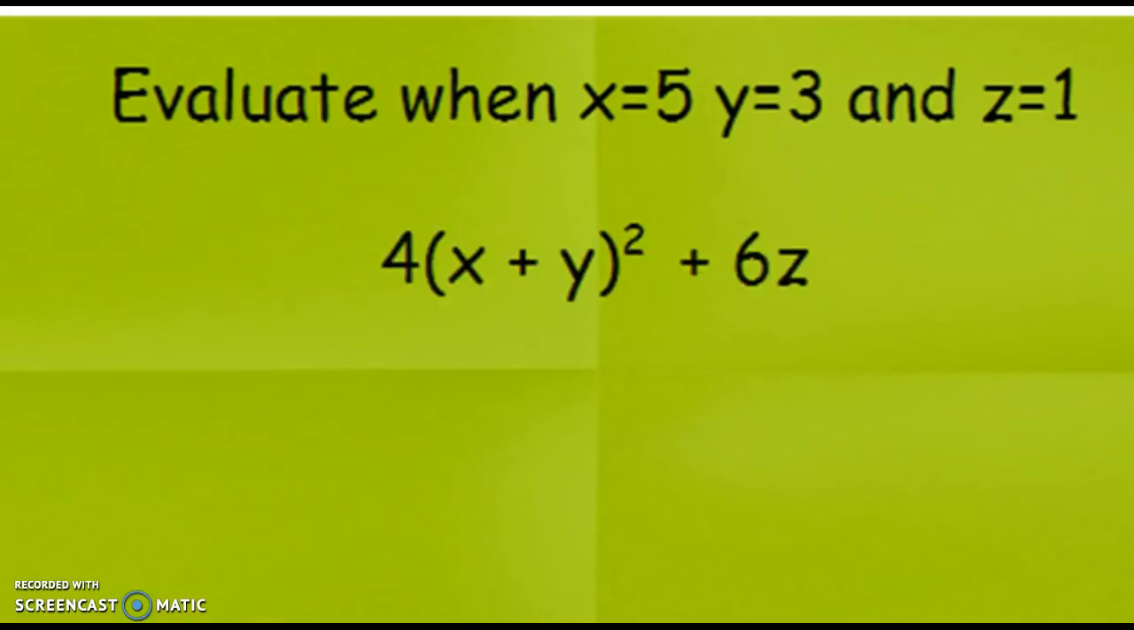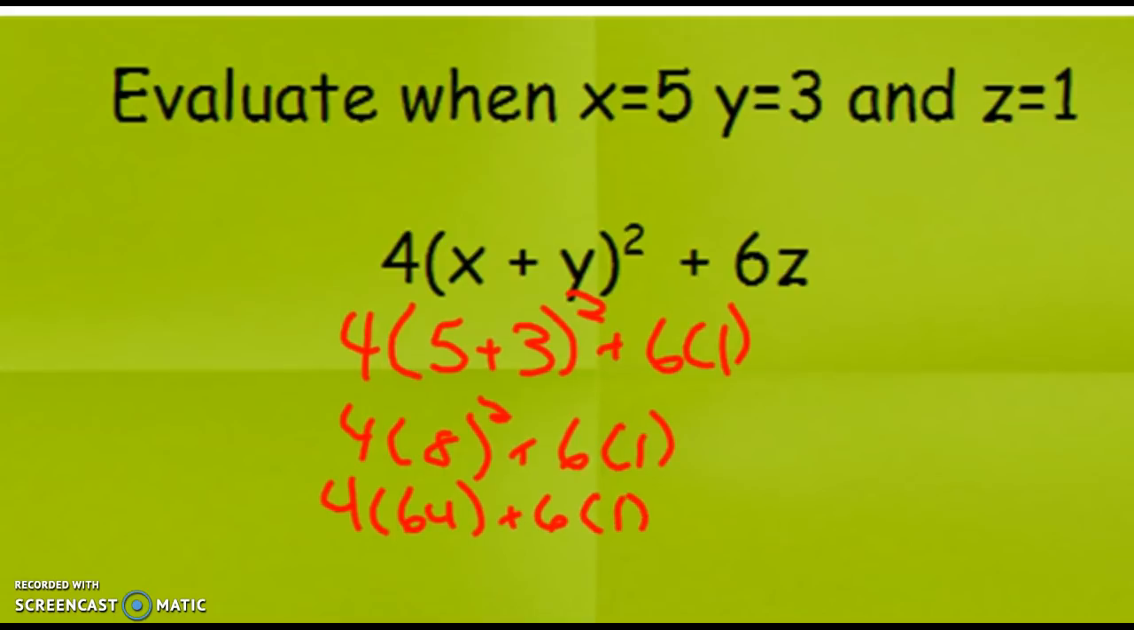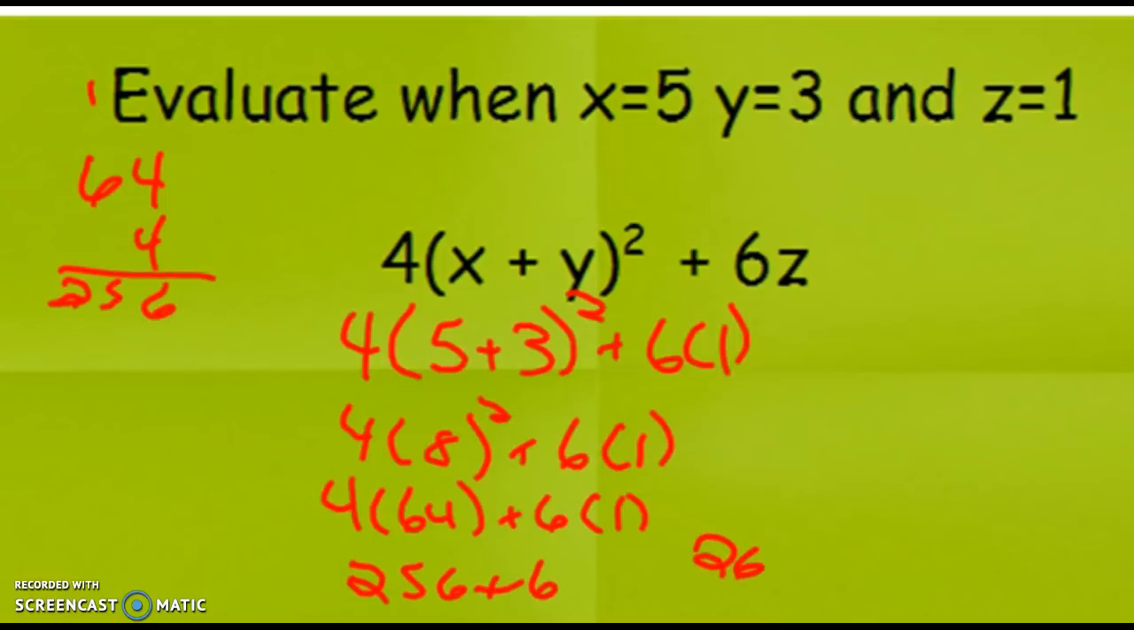All right, let's see, 4. Then we have 5 plus 3 squared plus 6 times 1. So 5 plus 3 is 8. So I have 8 squared plus 6 times 1. 8 squared is 64. So I have 4 times 64 plus 6 times 1. 64 times 4, carry the 1, 256. Plus 6, so my answer would be 262.